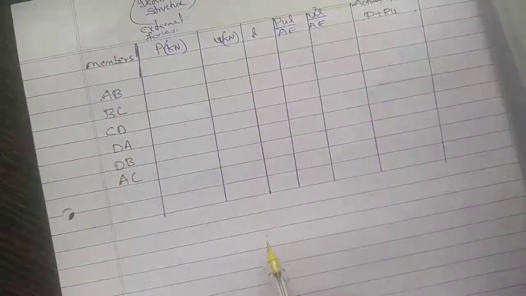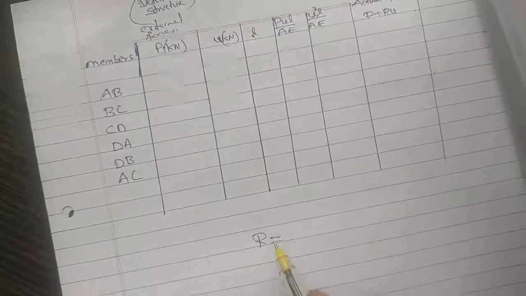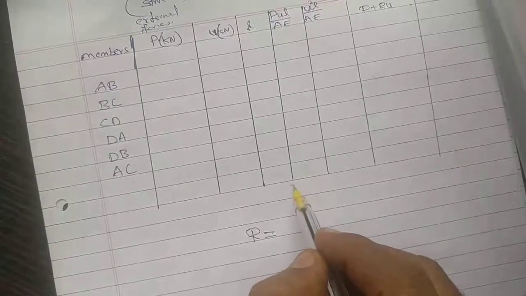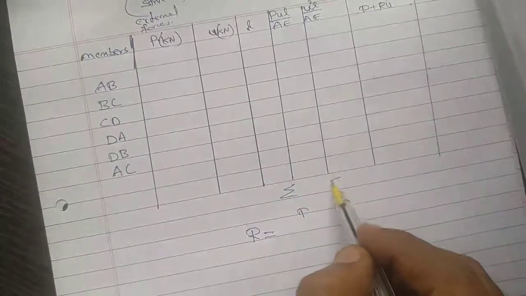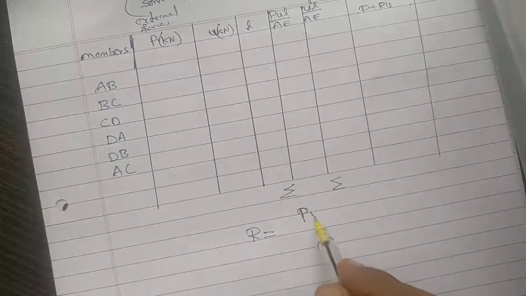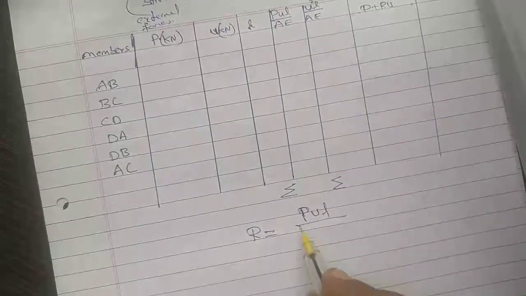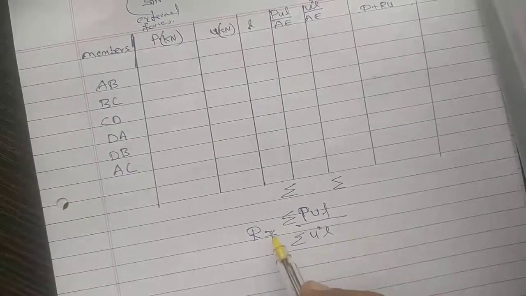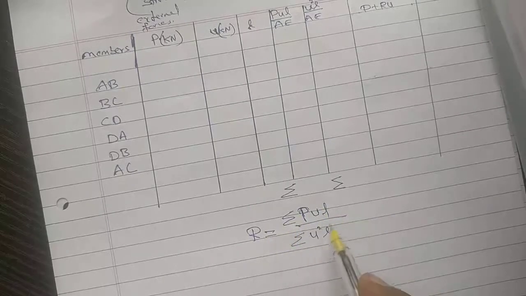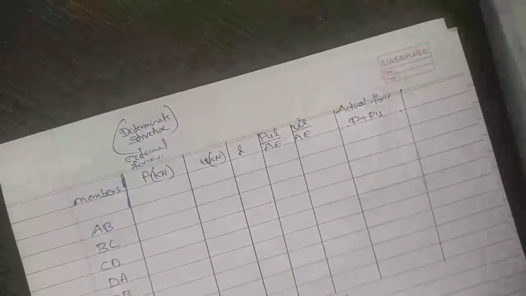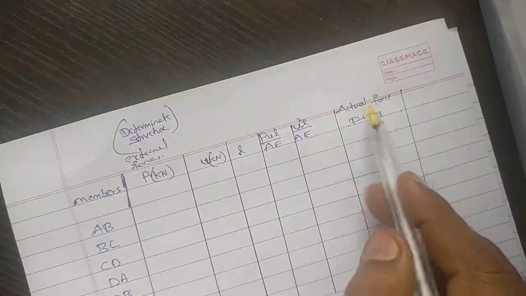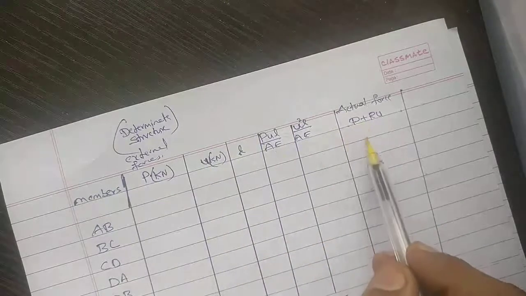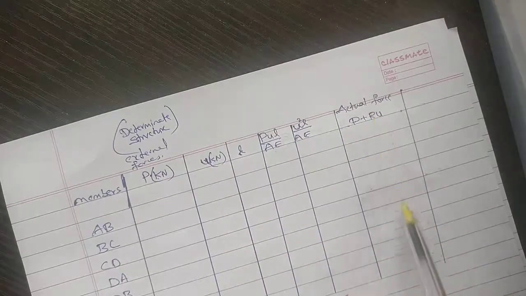Then R, your redundant force, will become, if AE is common, we do summation for this one and summation for this one: R is equal to minus summation PUL by summation U square L. This is the redundant force. With this redundant force, we will find the actual force. P is equal to this force plus redundant force into unit force. This will be the actual forces in the members.